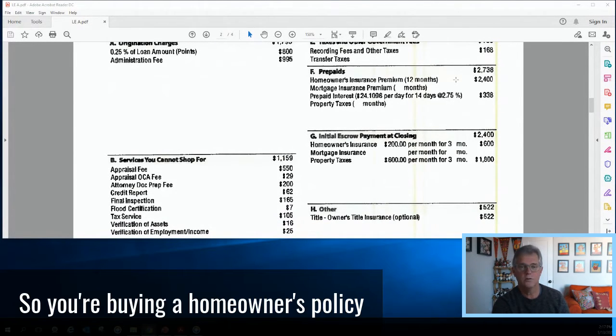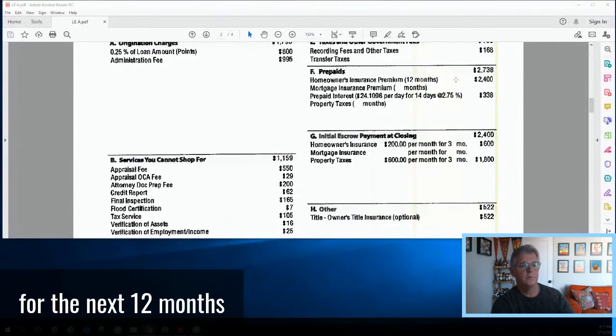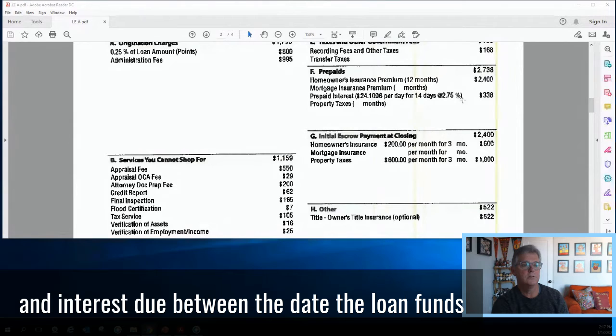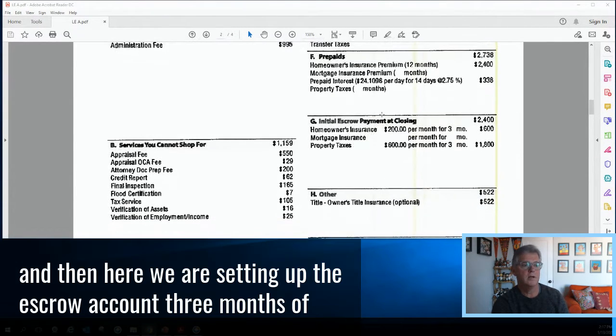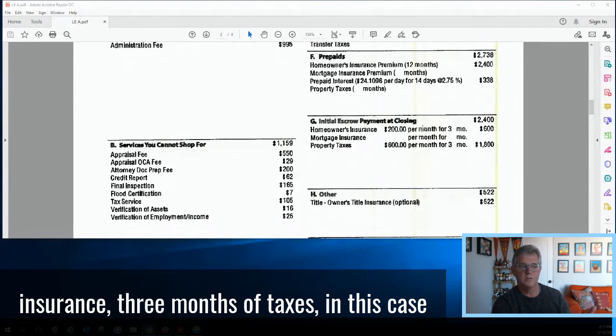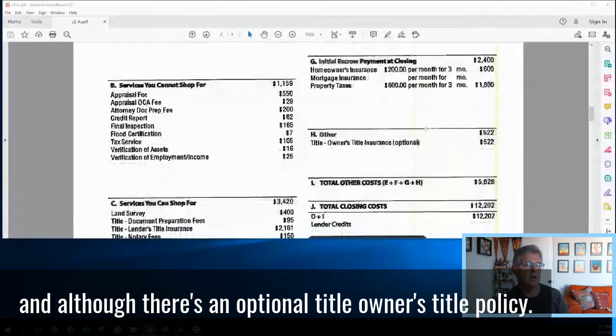Prepaid insurance. So you're buying a homeowner's policy for the next 12 months, and then there's that interim interest between the date the loan funds and the first of the next month. And then here we are setting up the escrow account. 3 months of insurance, 3 months of taxes in this case. And there's an optional owner's title policy.